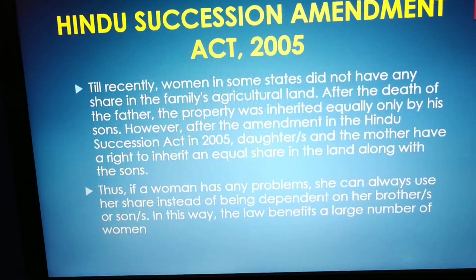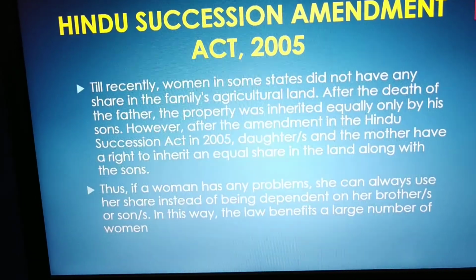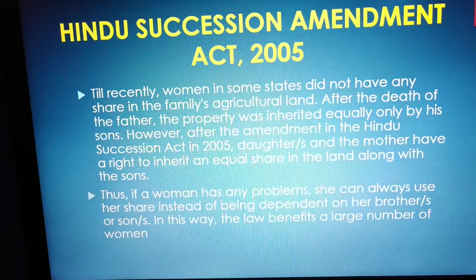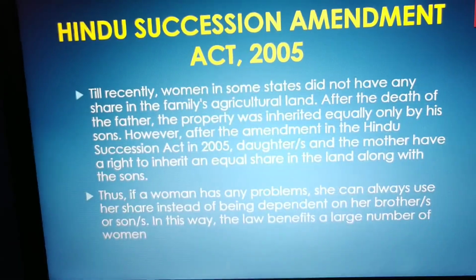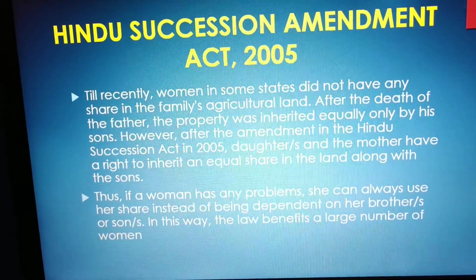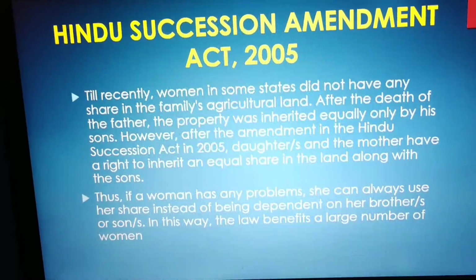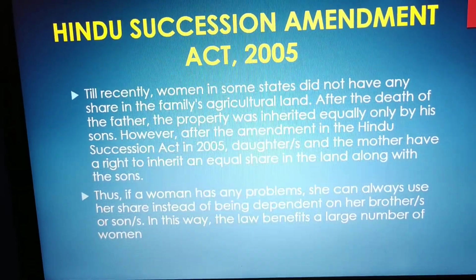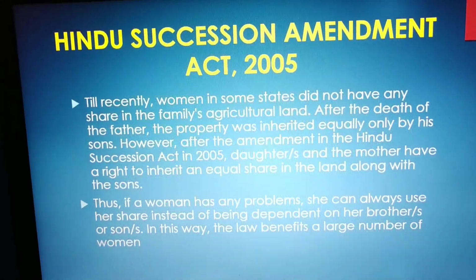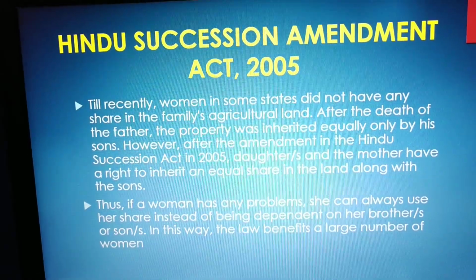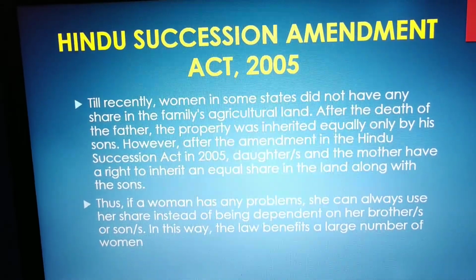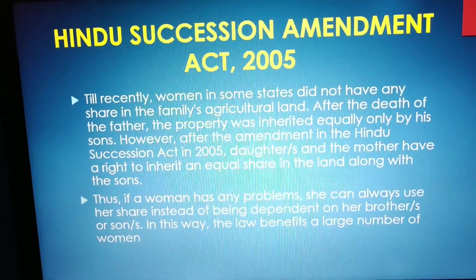So let's read it. After the death of the father, the property was inherited equally only by his sons. As I have told you, the property was given to only sons. But after the Hindu Succession Amendment Act, that is 2005, daughters and mothers have the right to inherit an equal share in the land along with the sons. So now the property is equally divided amongst sons, daughters and mother. I think you are getting it. If the head of the family, the father, expires, then the whole property will be divided amongst the daughters, sons and mother.